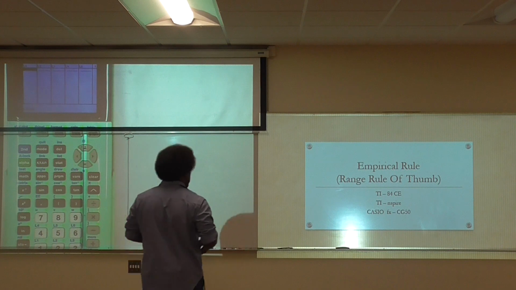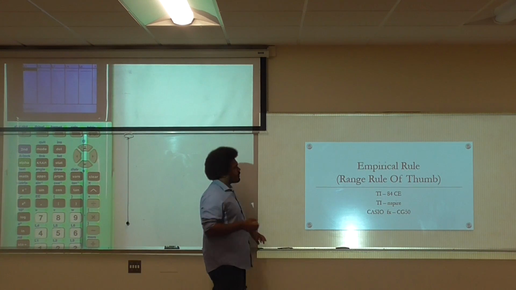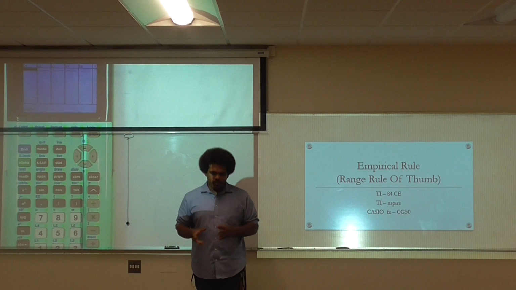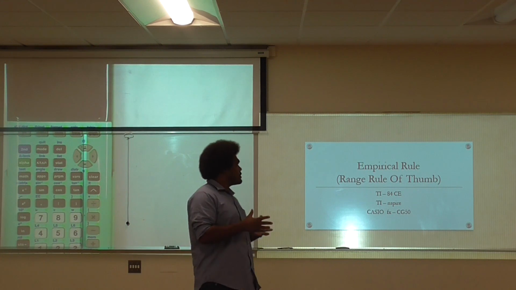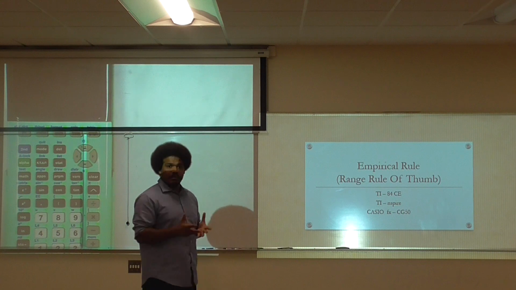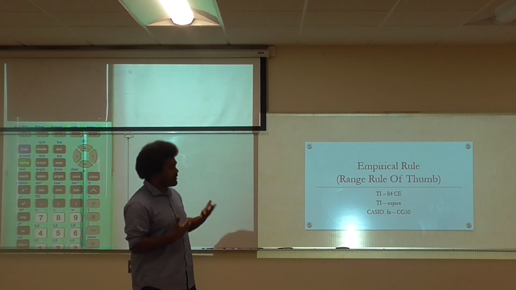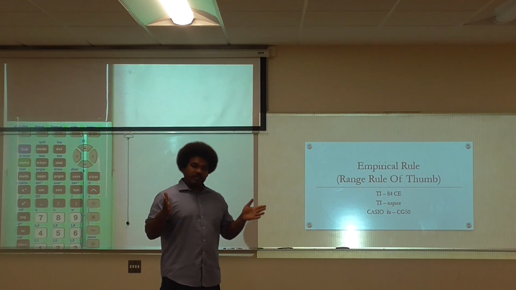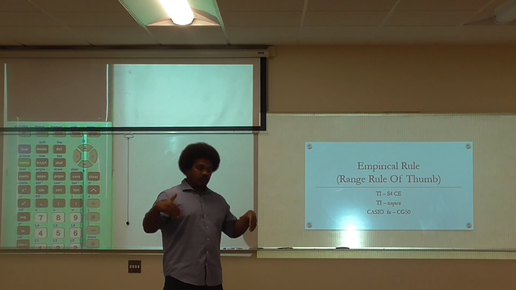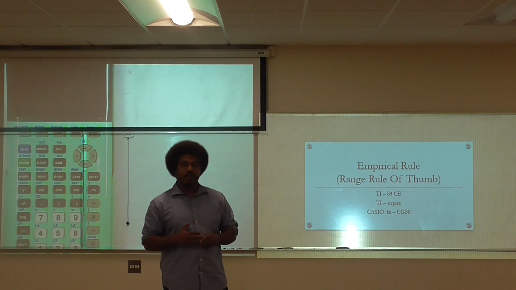Okay, so come over here. We're going to go ahead and introduce ourselves to the empirical rule. It's one of the range rules of thumb, and it's very commonly used for quick estimations of what percentage of values fall within 1 standard deviation, 2 standard deviations, or 3 standard deviations of the mean.